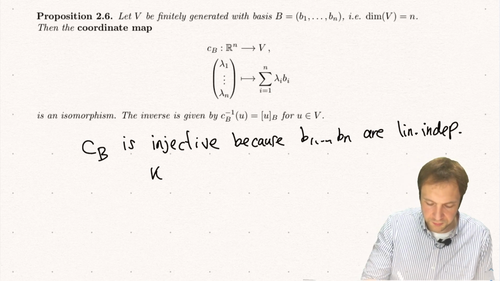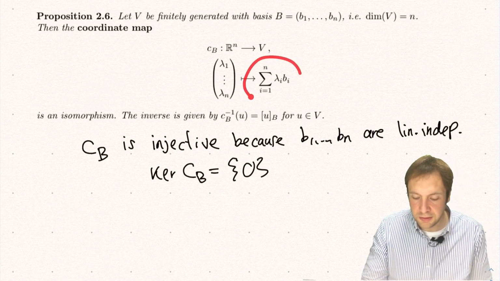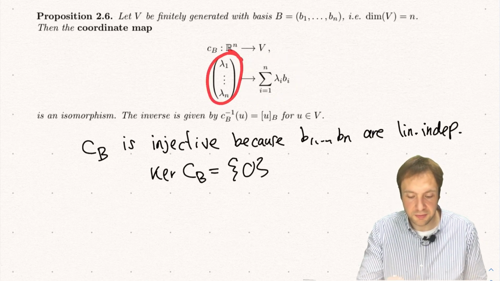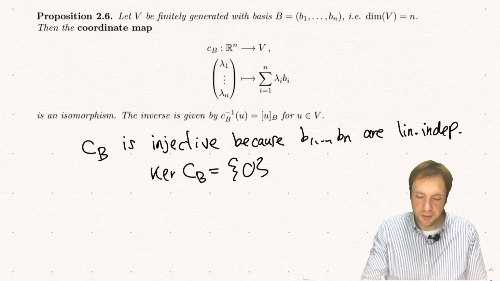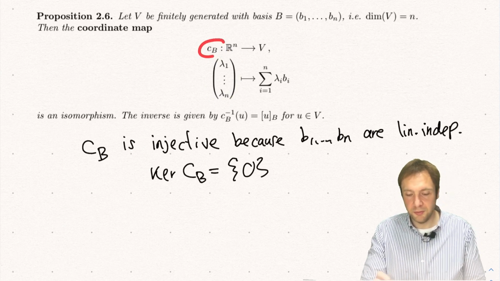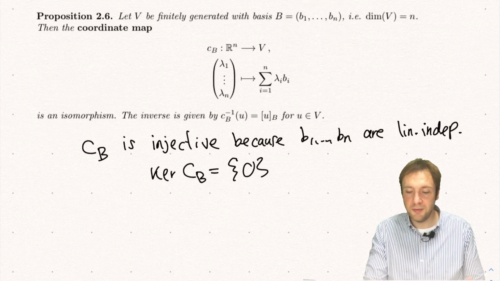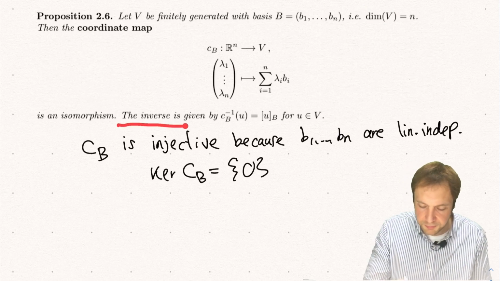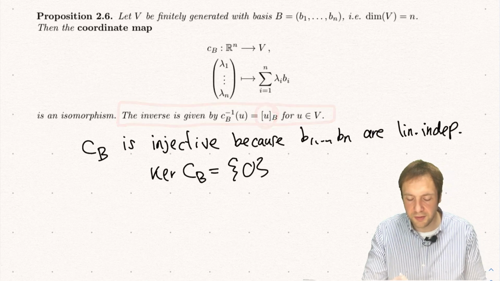So the kernel of this map is just the 0 vector. So the only linear combination of these b's which is 0 is a linear combination where all entries of this vector are 0. And this map C_B is also surjective because these b's are a basis and therefore they span the whole space. And the inverse map is exactly what we call this coordinate vector.